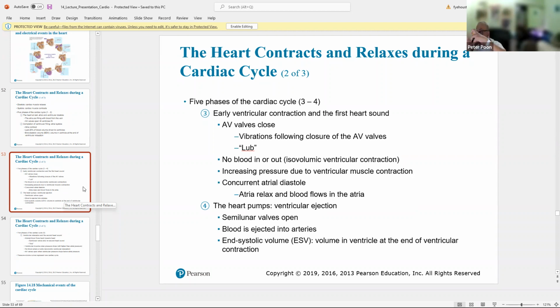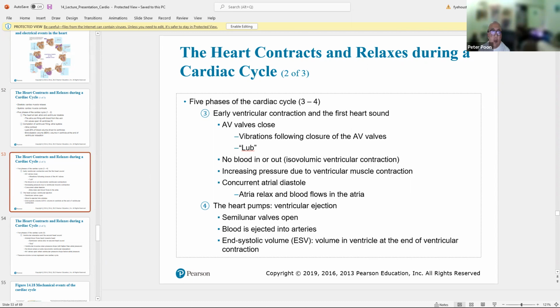Eventually, the squeezing will cause the semilunar valves to open, because there's only so much pressure that the valve will stand before it opens. So the semilunar valves open and blood is shot into the arteries. The end systolic volume is the volume at the end of the cycle.